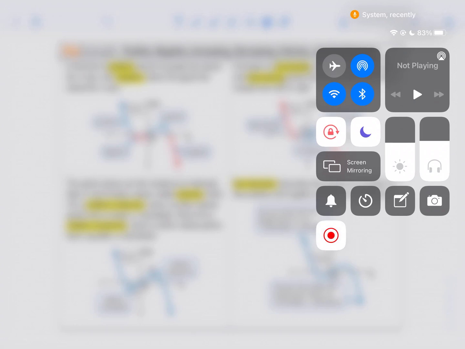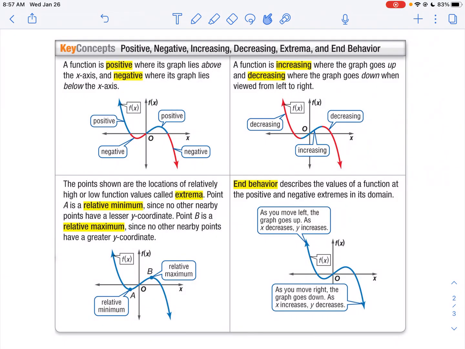Let's take a look at some other vocabulary you're going to have here. When the graph is above the x-axis, we say it's positive. When it's below the x-axis, we say it's negative. When it's falling from left to right, like you read a line, like you read a sentence, it's decreasing. When it's going up, it's increasing. Notice this graph is decreasing in the red and increasing in the blue.